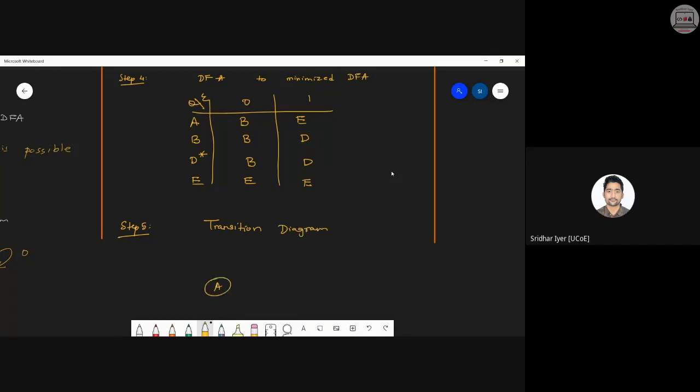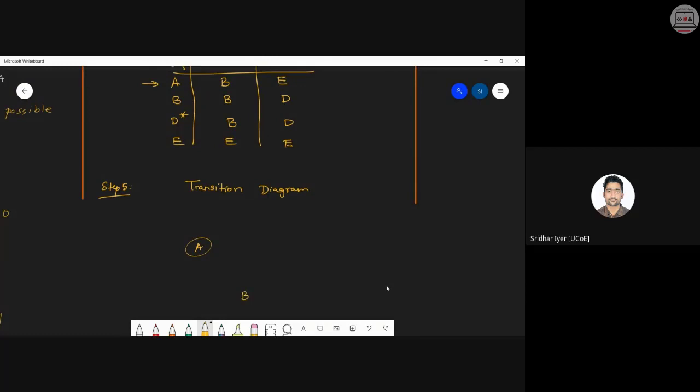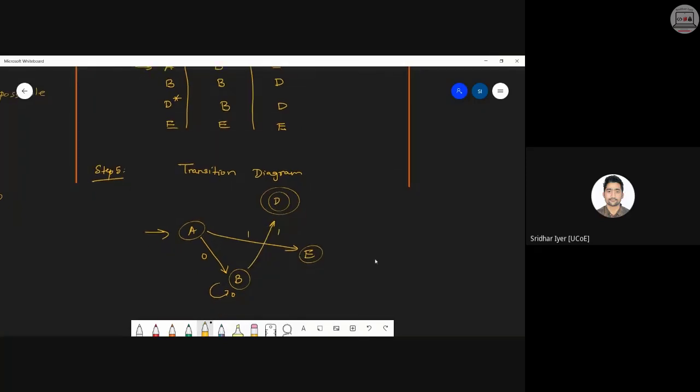It is nothing but state A. A was your start state, so highlight that. A, B, D is the final state, and E. So from A on input 0, we are going to B. On input 1, we are going to E. Similarly, B on input 0 is a self loop. B on input 1 goes to E. Similarly, D on input 0 goes to B. D on input 1 is a self loop. E is a self loop only.